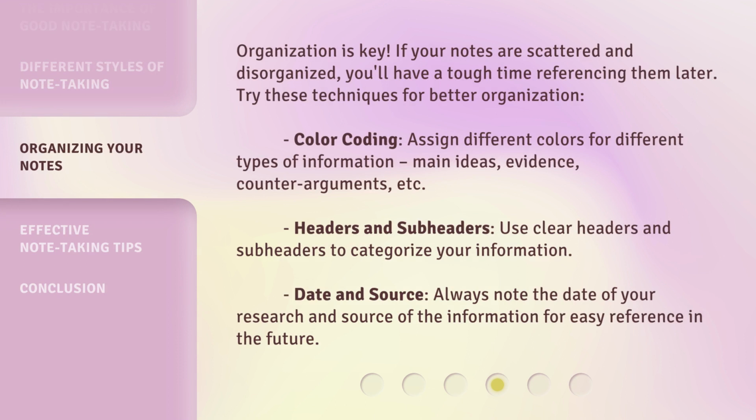Organization is key. If your notes are scattered and disorganized, you'll have a tough time referencing them later. Try these techniques for better organization. Color coding. Assign different colors for different types of information: main ideas, evidence, counter-arguments, etc. Headers and subheaders. Use clear headers and subheaders to categorize your information. Date and source. Always note the date of your research and source of the information for easy reference in the future.